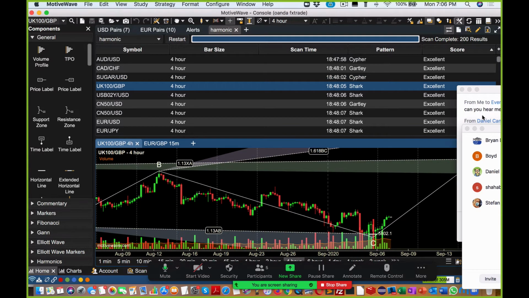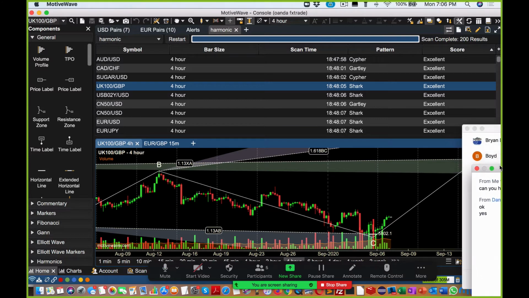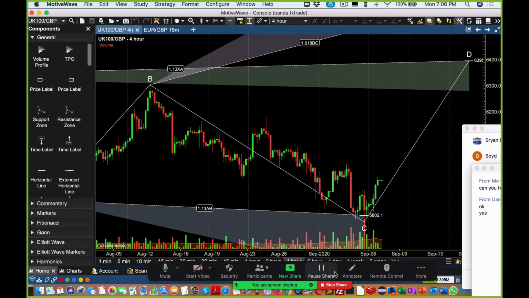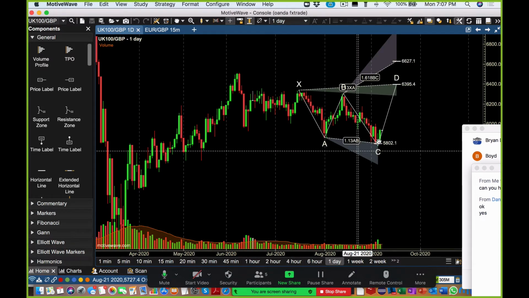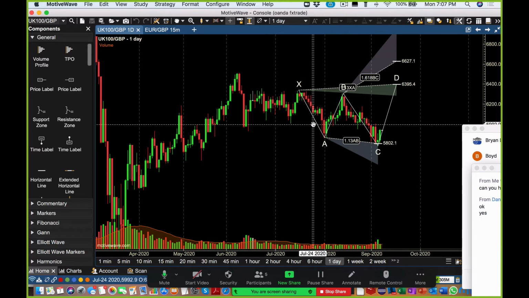Now here we have a long. This is our first long here. So I just want to get your view of this. This is what I'm really honestly confused about. Now you can see here at the bottom I can switch between whatever view I want, daily, 4 hours. So here we have our daily view.